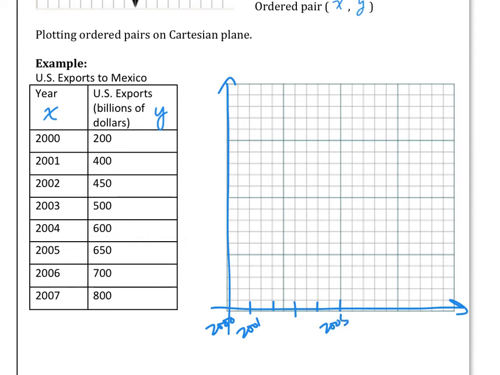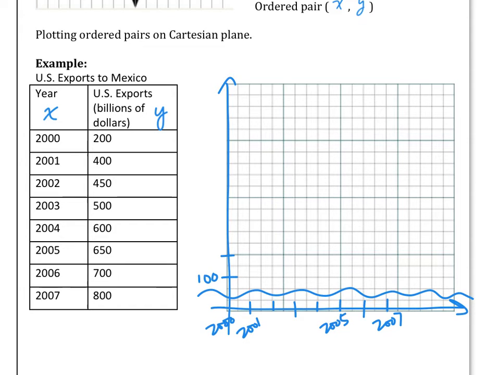So I'm going to write it this way so we save some time. And then this is 2007. And then it looks like the exports start from 200 and go all the way up to 800. Since it's not at 0, I'm going to draw a little squiggly line like this. That means we're not actually going from 0 to a certain number. We're skipping some numbers and then we're starting at 100, is what it's saying.